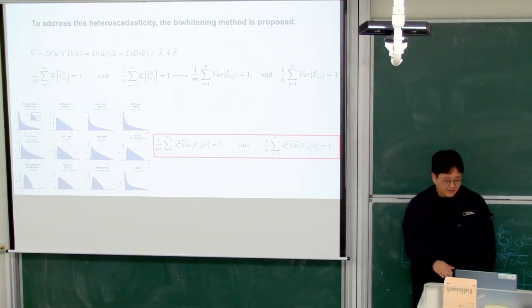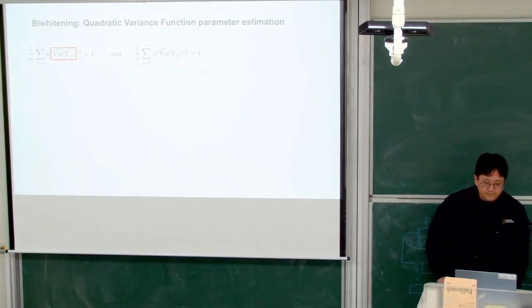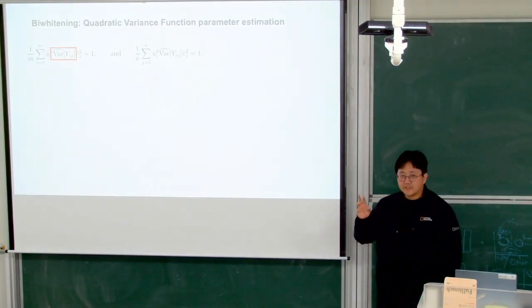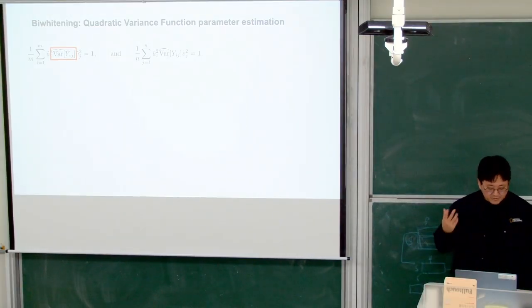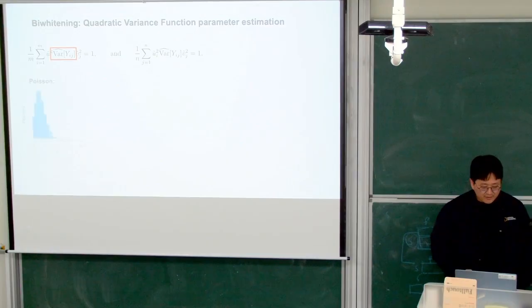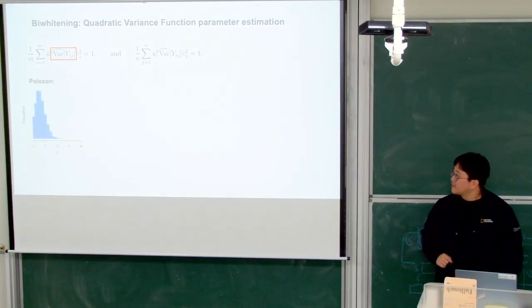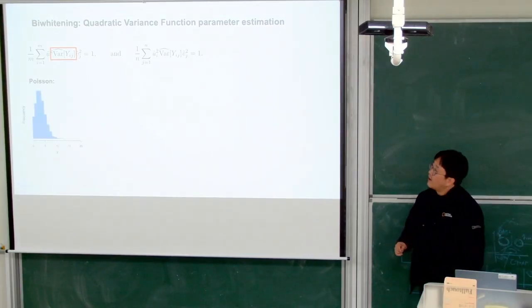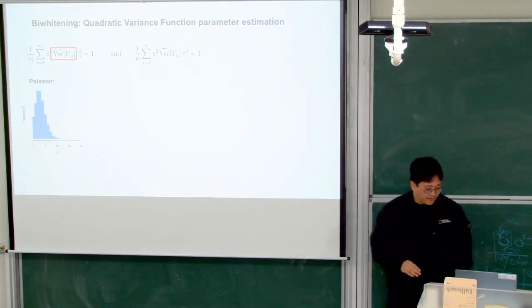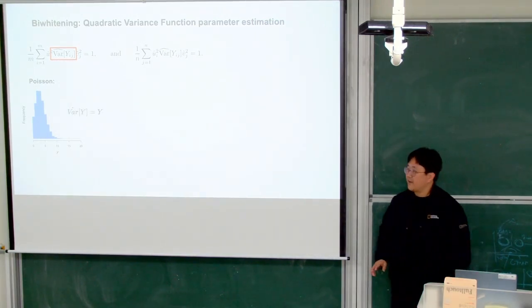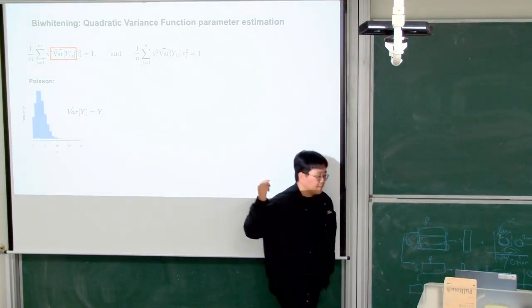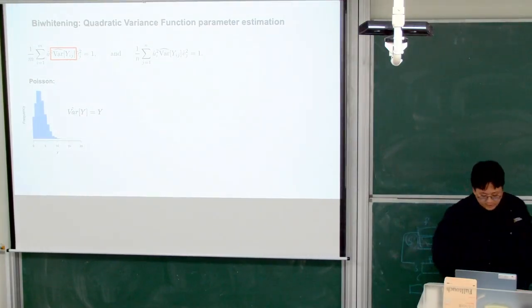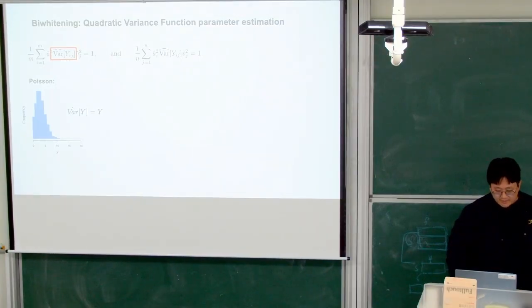What is this? Usually the distribution of single-cell RNA sequencing data, many people say, follows the Poisson distribution. In this case, the variance estimator is equal to Y. We can calculate it from the equation. Some people say that this data follows the negative binomial distribution.